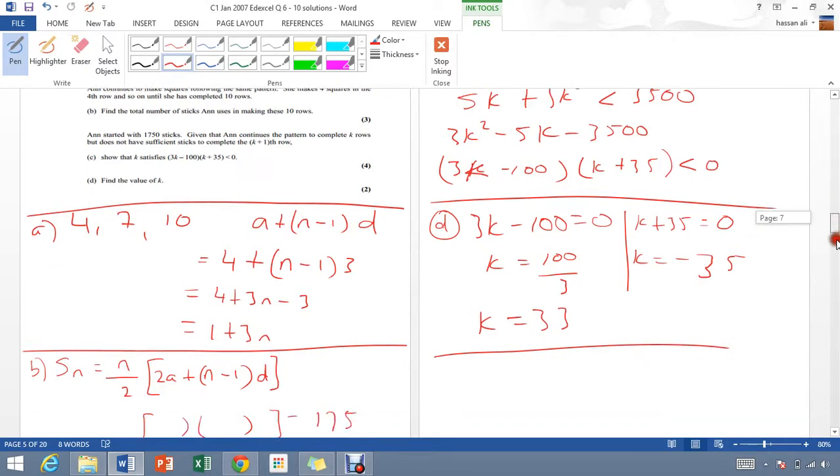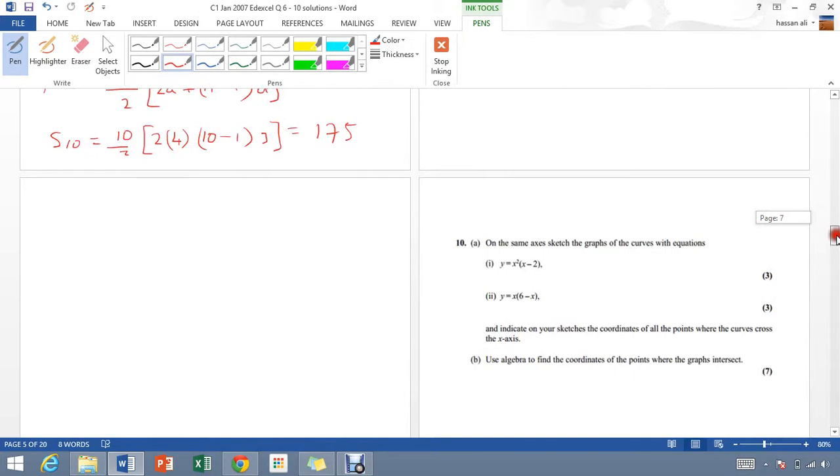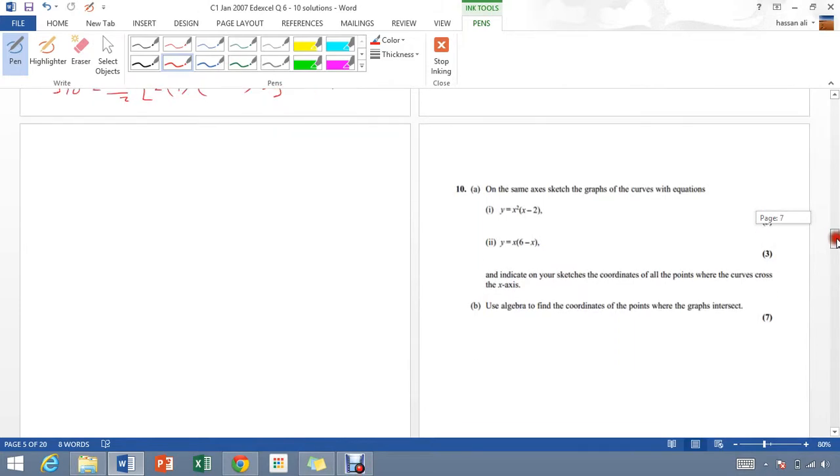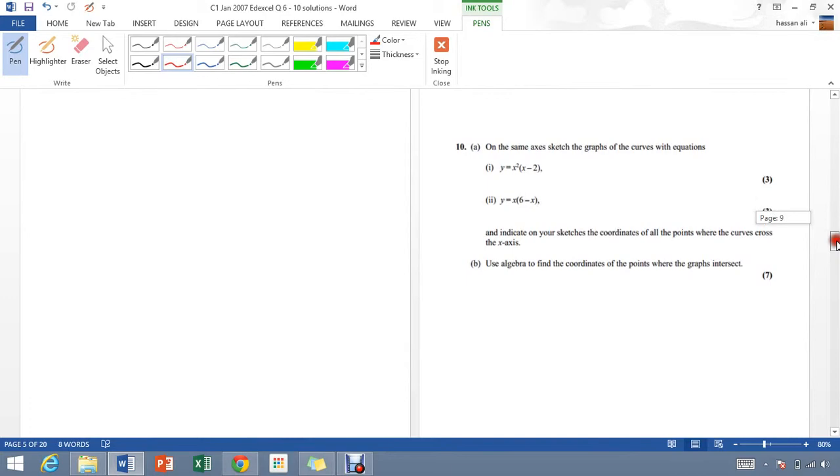Right, finally the last question. It says on the same axis, sketching curves. Again, it's asking you to sketch the curve for y equals x squared times x minus 2. So if you've got y equals x squared times x minus 2, what you have to work out is when y is 0, x will equal 2, or x will equal 0.